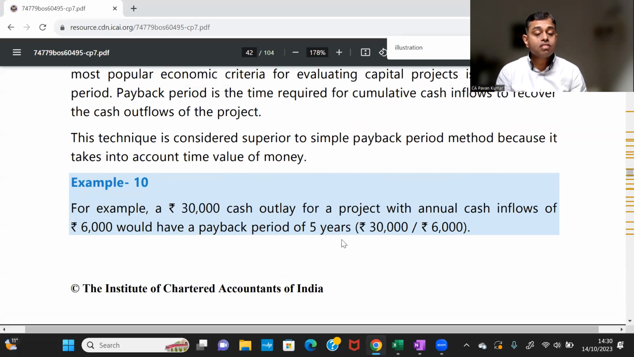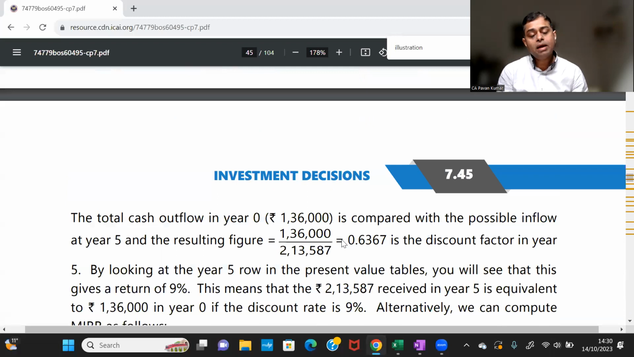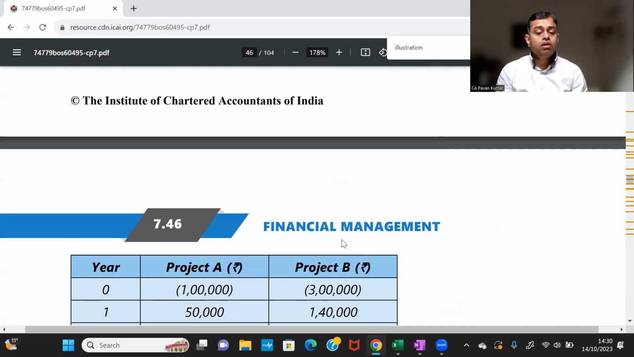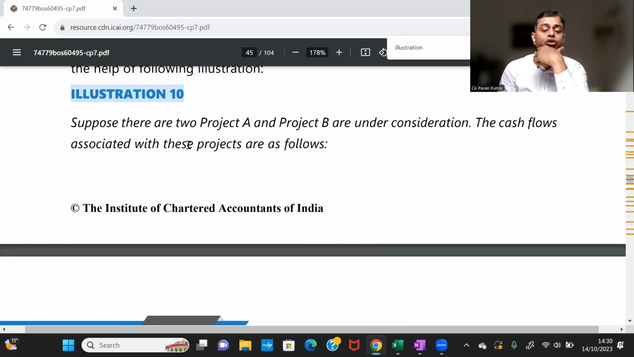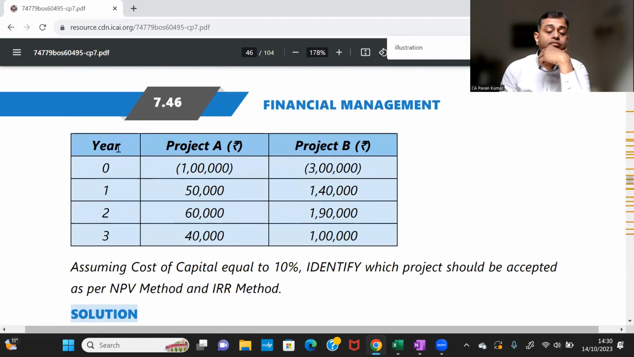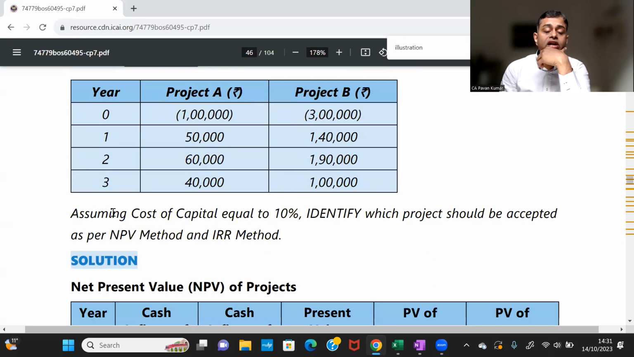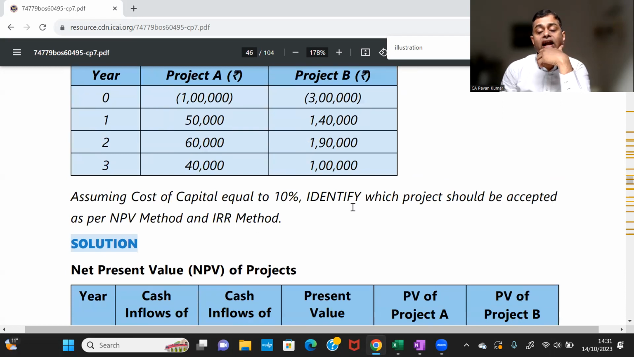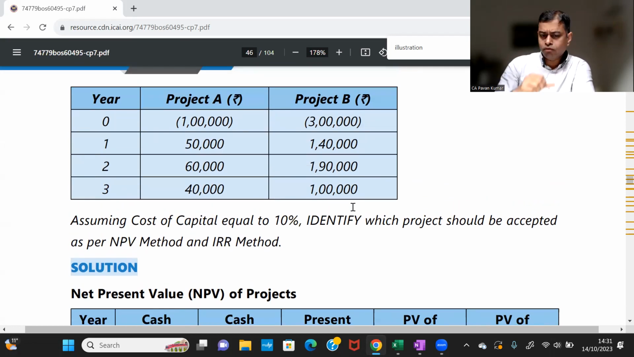MIRR we'll do tomorrow. See question number 10. Suppose there are two projects A and B. Cash flows are given for years 0, 1, 2, 3, for project A and project B. Assume cost of capital 10%. Calculate NPV and IRR and identify which project should be accepted. Don't you think it is an easy question? Can you do this question as homework?